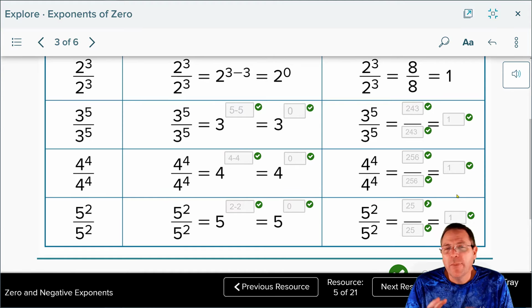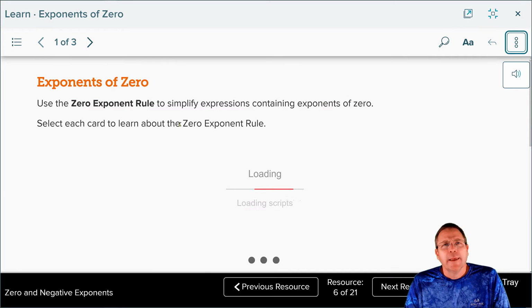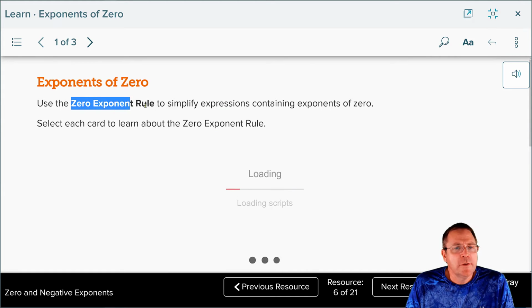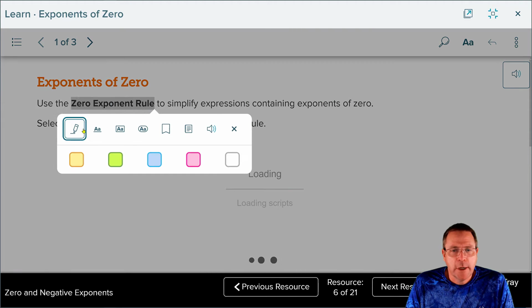And that will happen for any number or any variable except for 0. 0 to the 0th power, that's still going to be 0. Any other number you ever have, if you raise it to the 0th power, your answer will always be a positive 1. And that leads us straight into the 0 exponent rule, which I have a feeling they're going to give us some cards here to actually define.